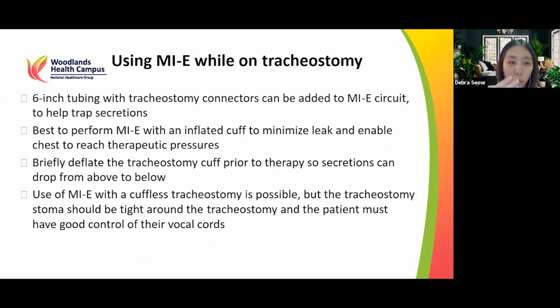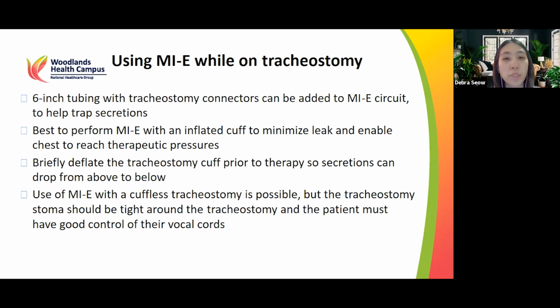So use of MIE with a cuffless tracheostomy is actually possible, but the stoma should be relatively tight around the tracheostomy, and the patient should have good control of their vocal cords. So again, patients with predominant bulbar onset ALS may experience some difficulty with using MIE while on tracheostomy, but it is still possible.